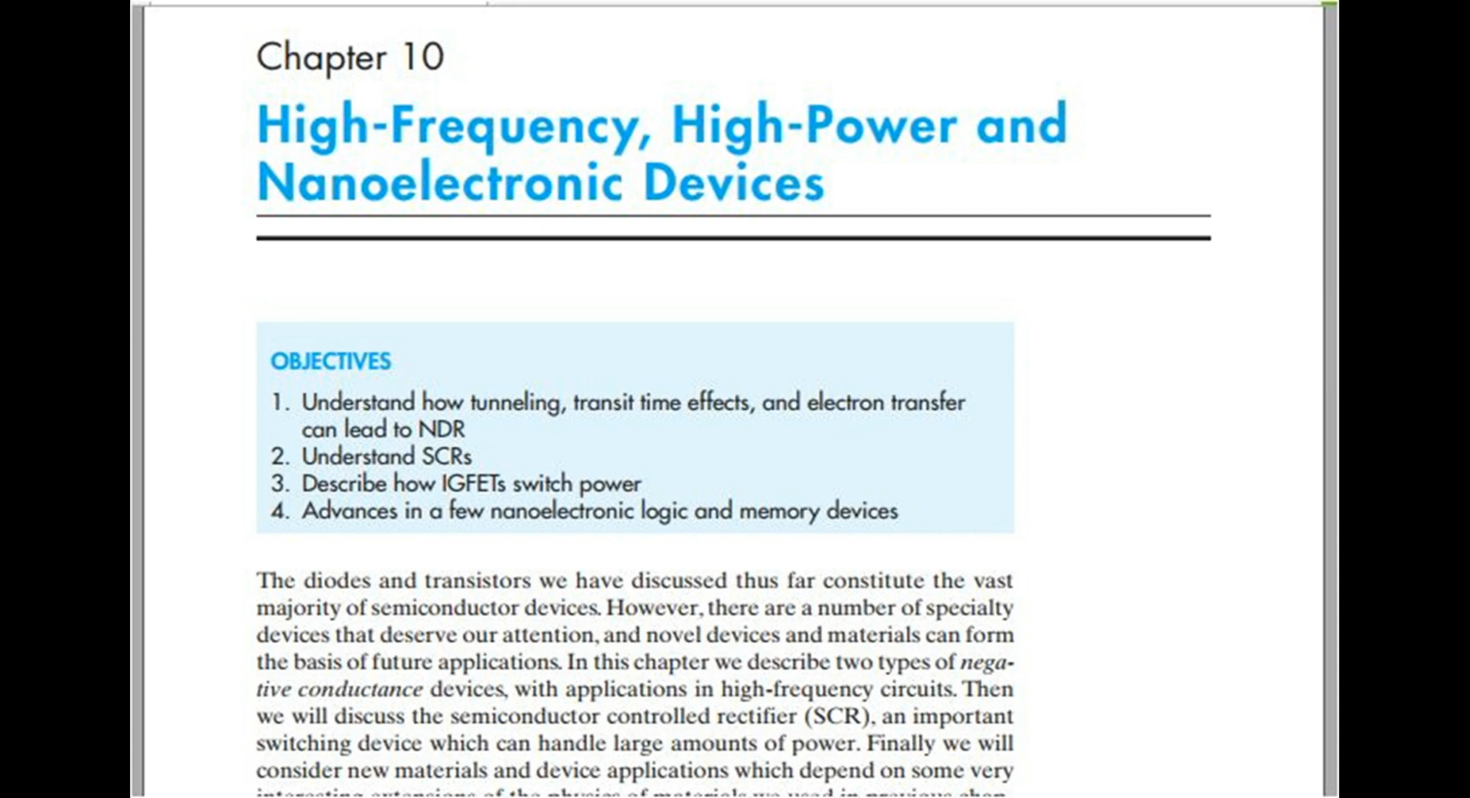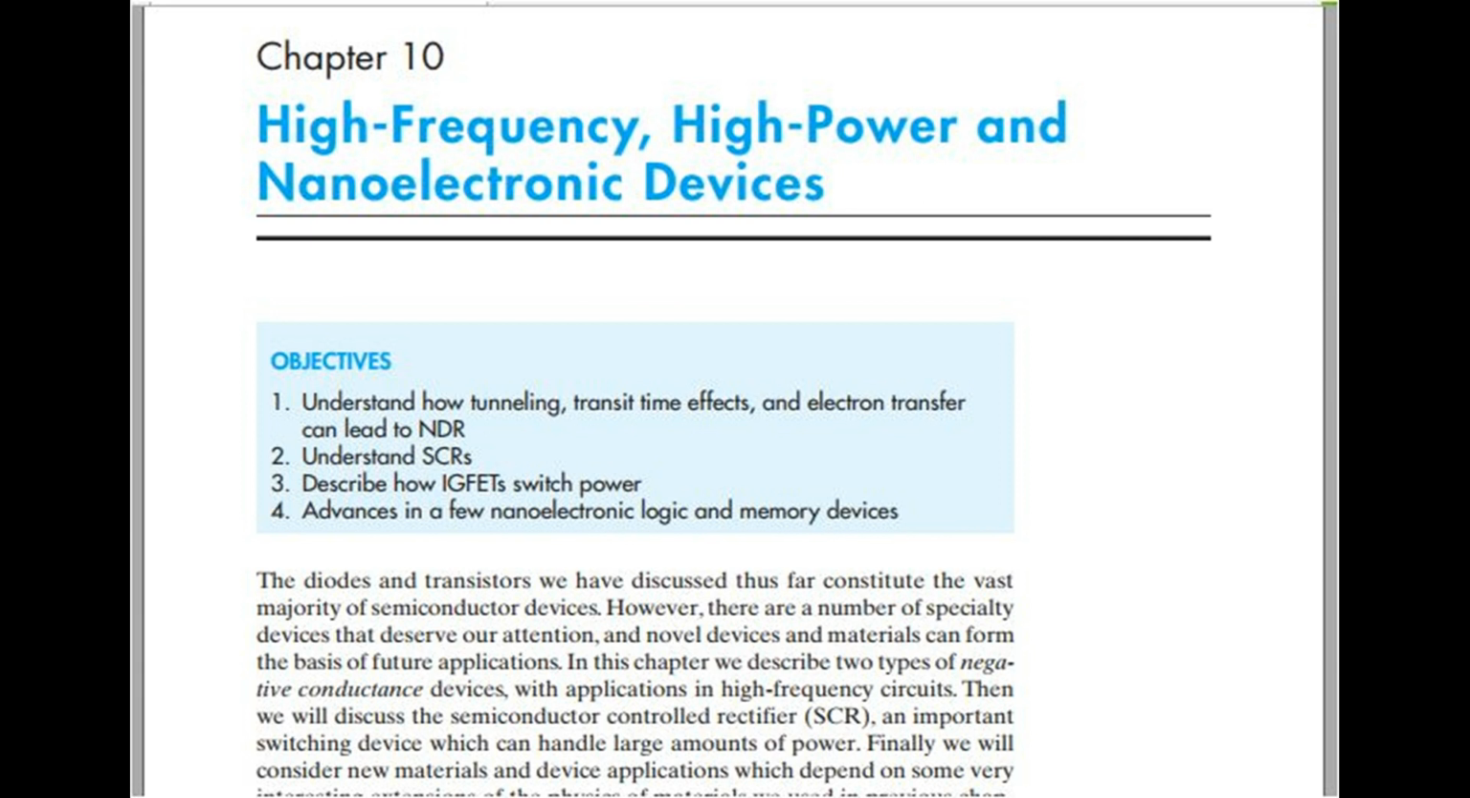Chapter 10. High Frequency, High Power and Nanoelectronic Devices. Objectives. 1. Understand how tunneling, transit time effects, and electron transfer can lead to NDR.